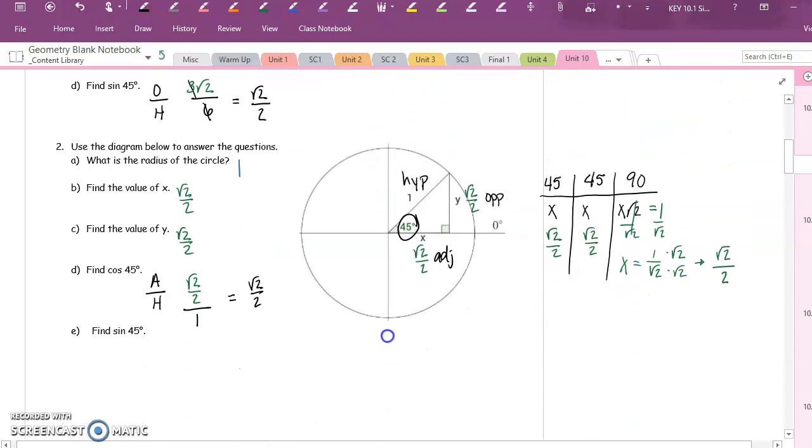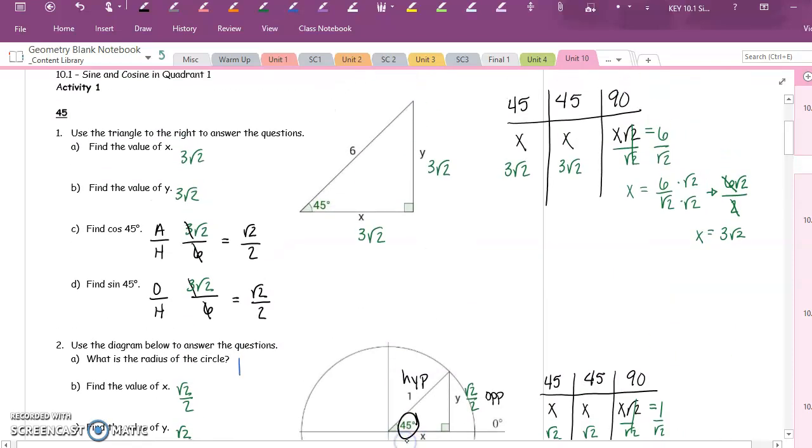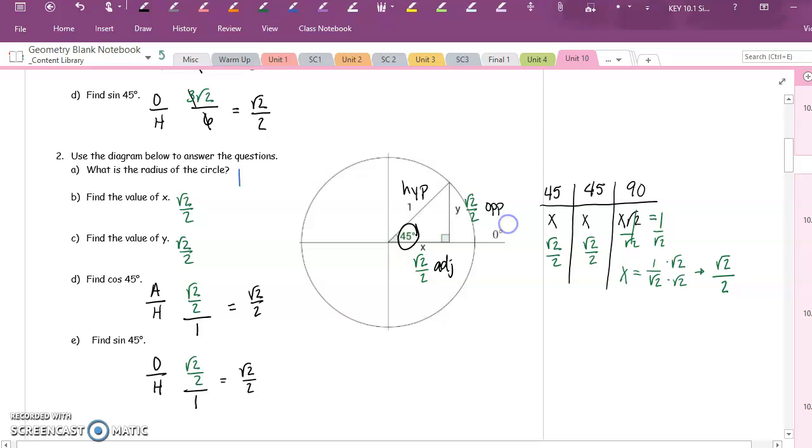So let's now find the sine of 45 degrees. Well, we know that sine is opposite over hypotenuse. So I'm going to take my opposite side, which is square root 2 over 2, over my hypotenuse, which is 1. Let's go ahead and simplify this. So we're left with square root 2 over 2. So sine of 45 degrees is root 2 over 2, just like above, where the sine of 45 degrees was also square root 2 over 2.